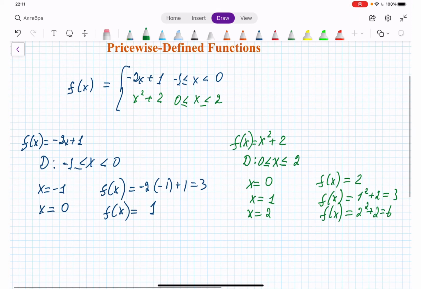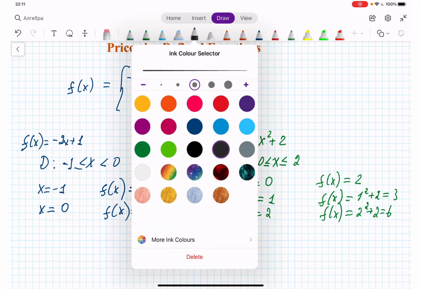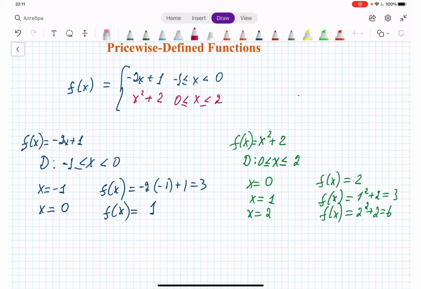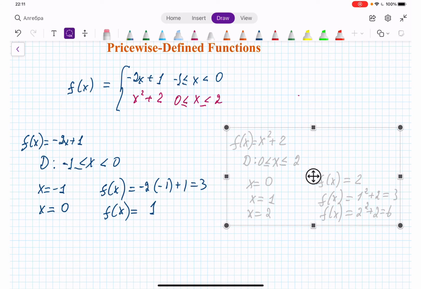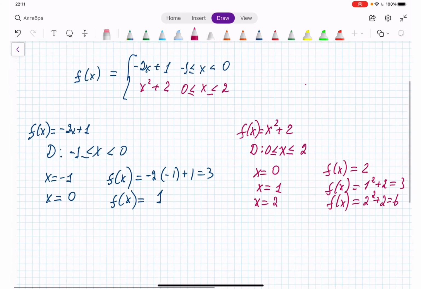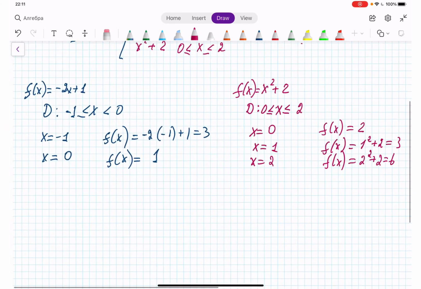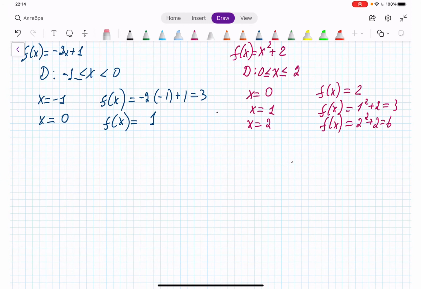Actually, this green color doesn't seem like much. I'm going to get some much better color. This one will be, see, much better. That's right. Let me change also for the graph, it will be brighter so you can see better. Okay, let's graph now this piecewise function.